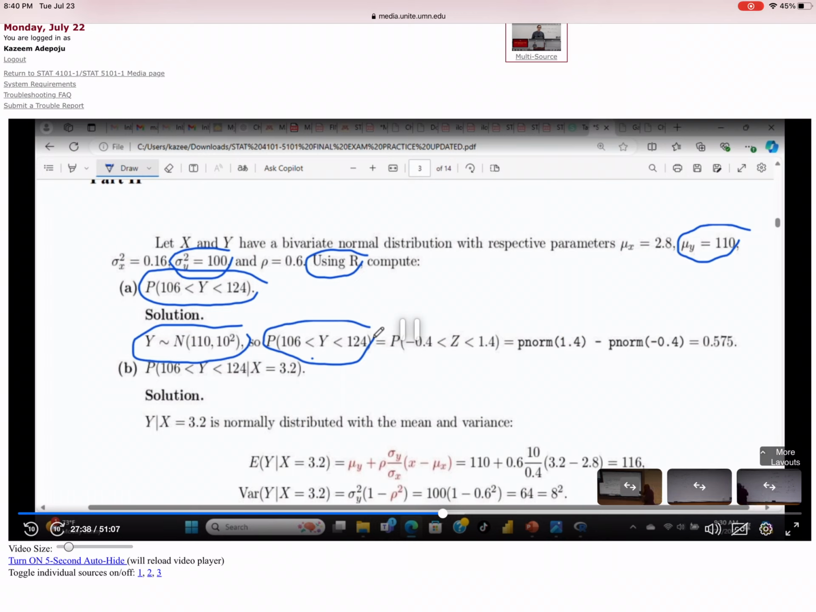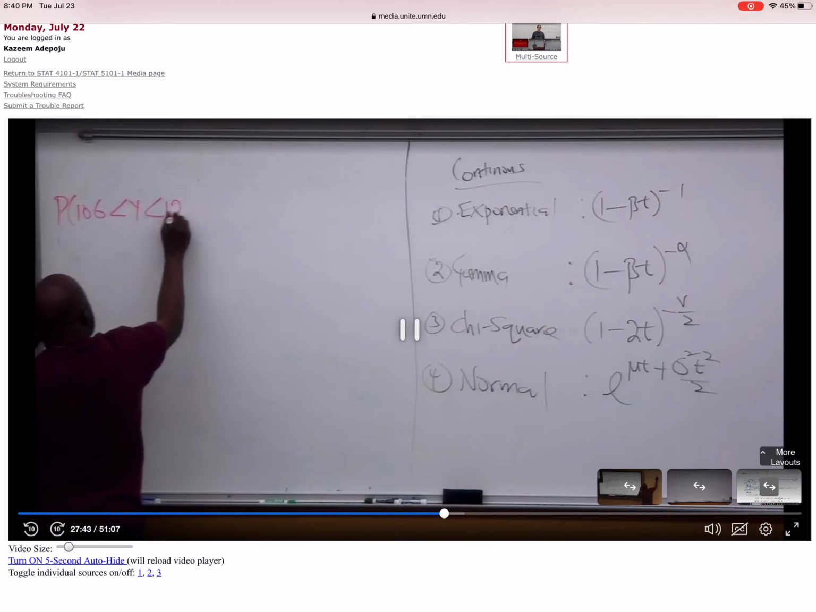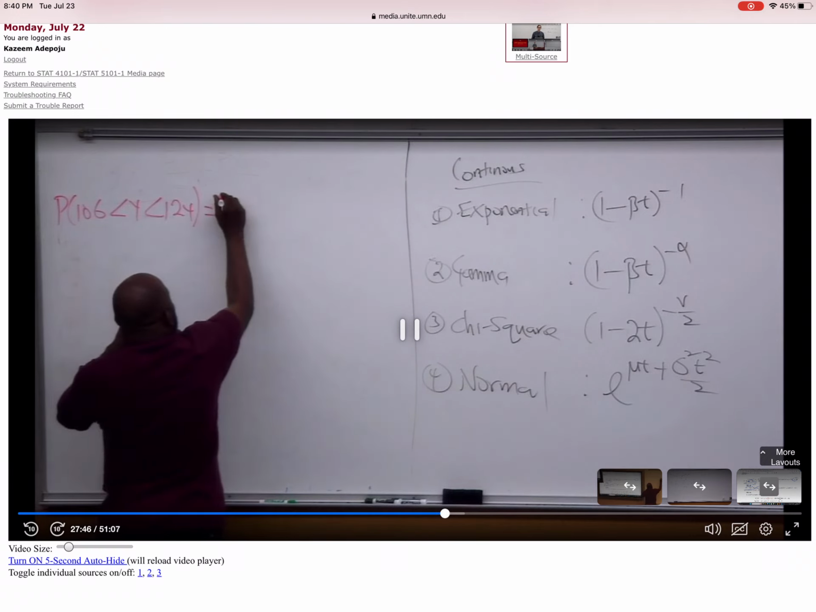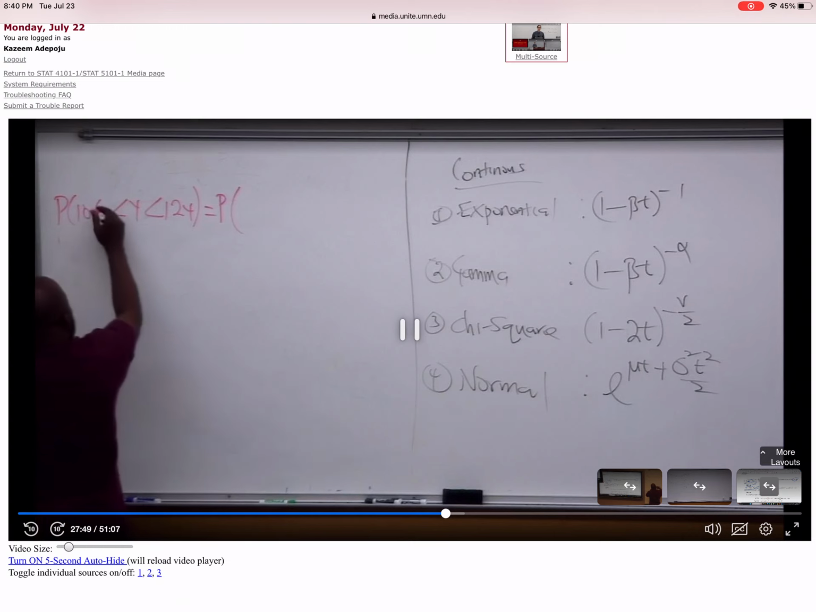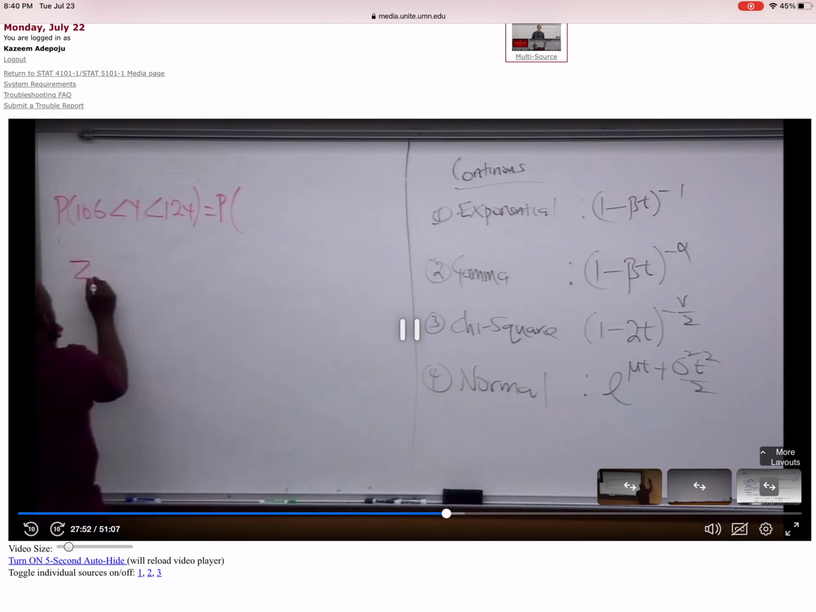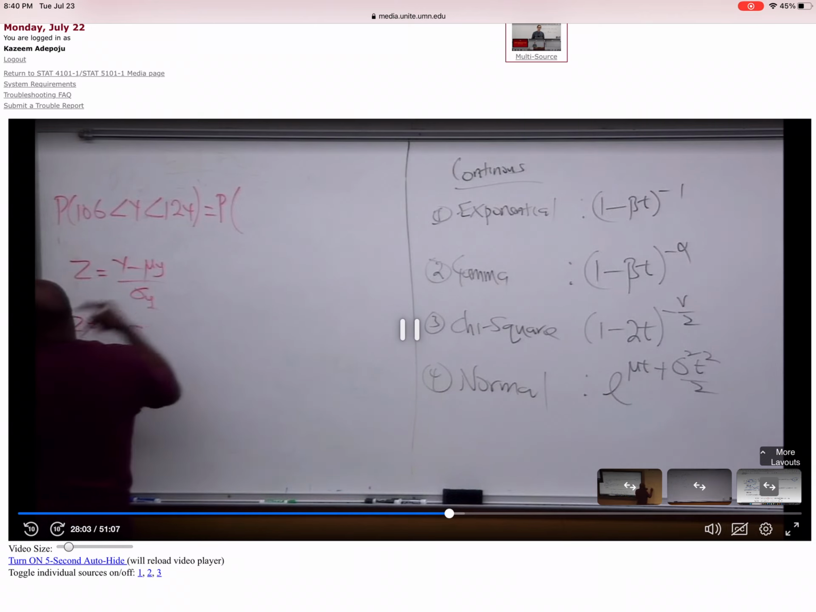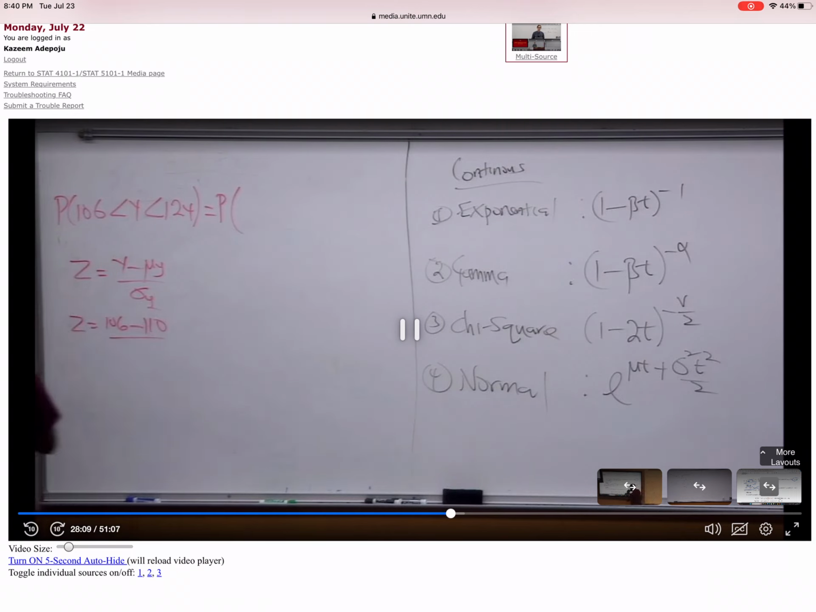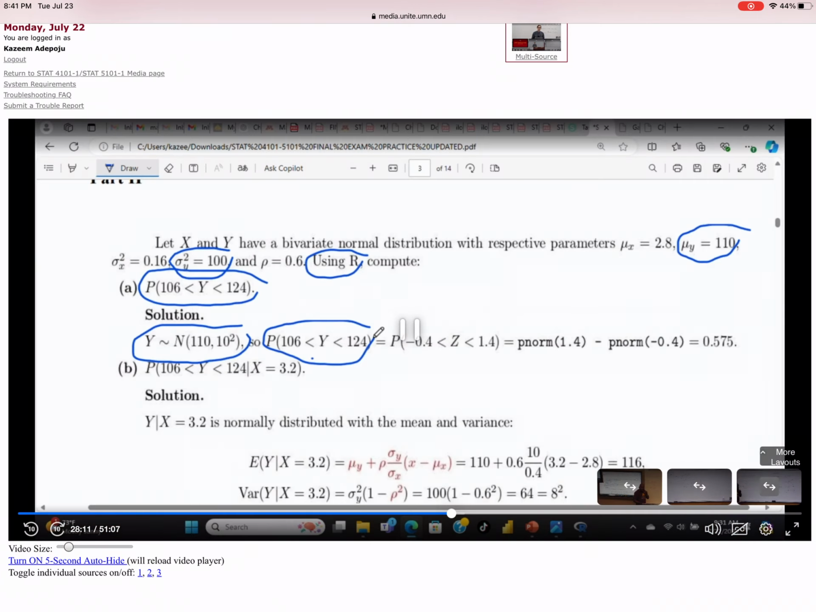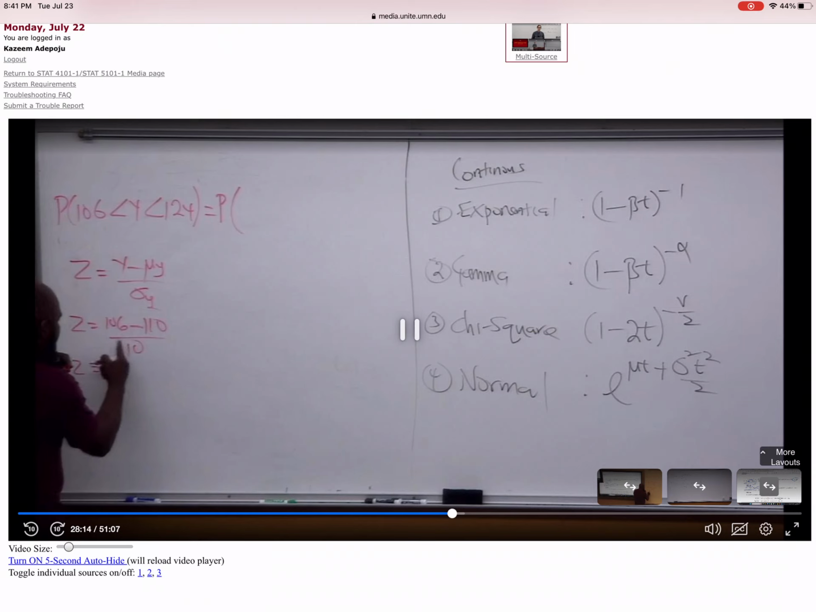So the probability of 106 less than Y less than 124 will be the probability. Now, I want to get Z for 106. I want to use Y minus mu of Y divided by the standard deviation. That will be 106 minus the mean, 110, divided by the standard deviation. The standard deviation is going to be 10 because the variance is 100. So here, 106 minus 110 is negative 4 over 10.